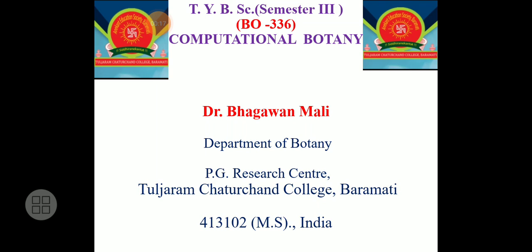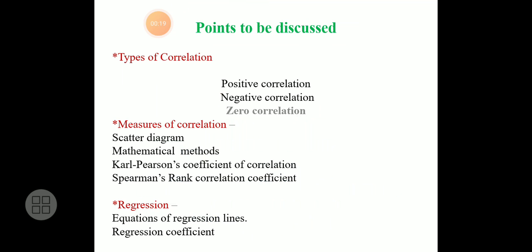Now, in this lecture, we are going to learn another very interesting point from computational botany, that is correlation. And then we will learn about regression. First of all, types of correlations. There are actually 6 types of correlations.